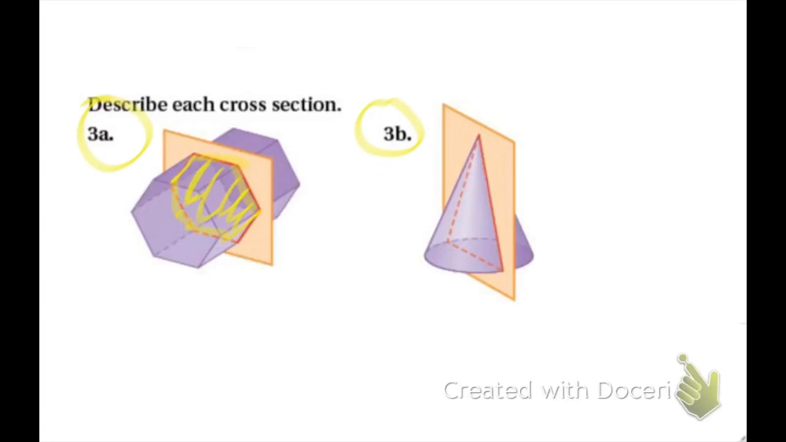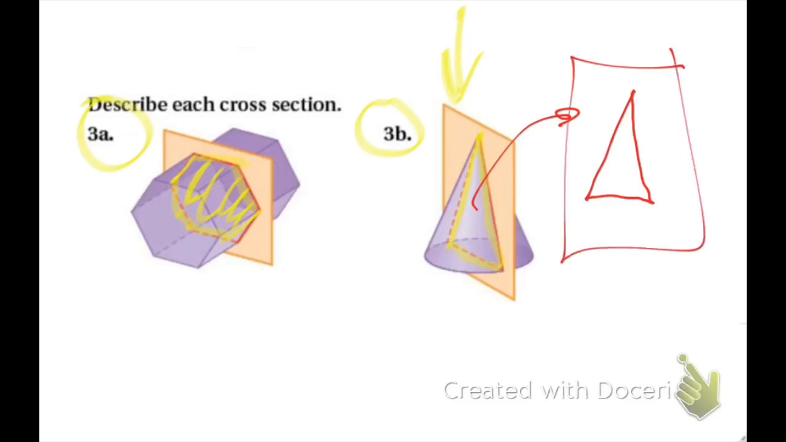Now, this one here, this is a cone, but notice I'm cutting vertically down. What kind of shape would I get if I cut vertically down? When I look at this one, that would actually give me, look at the cross section, it gives me a triangle. So a triangle would be my cross section.